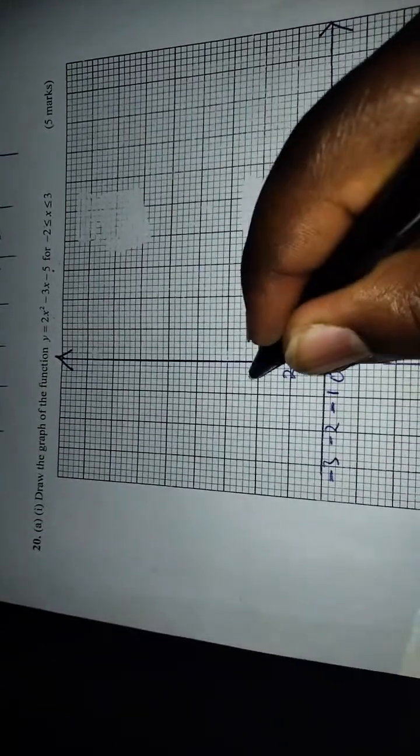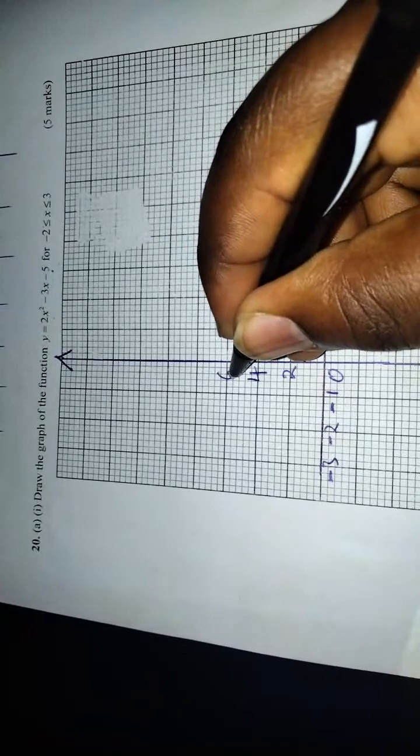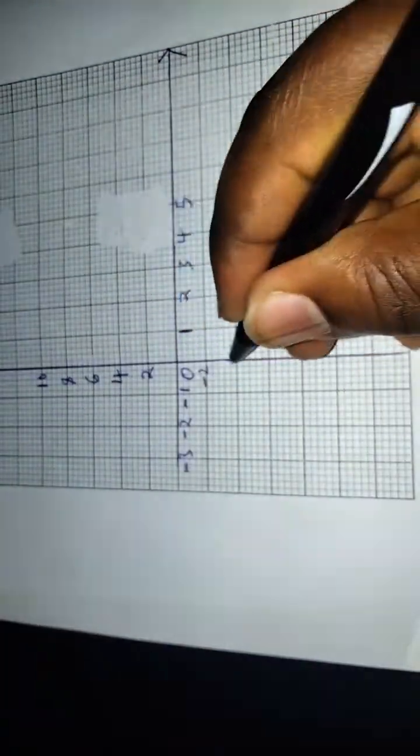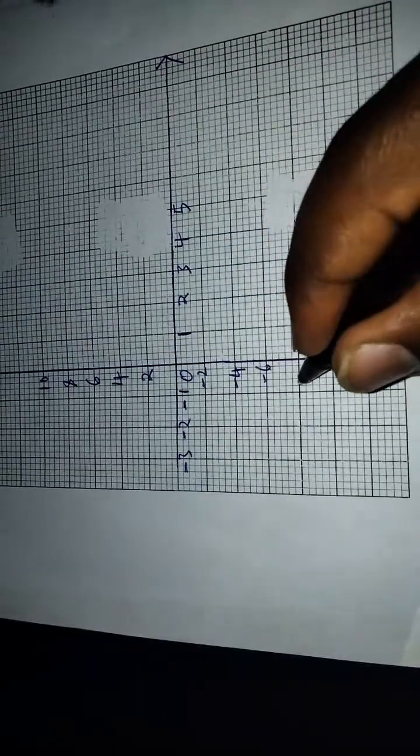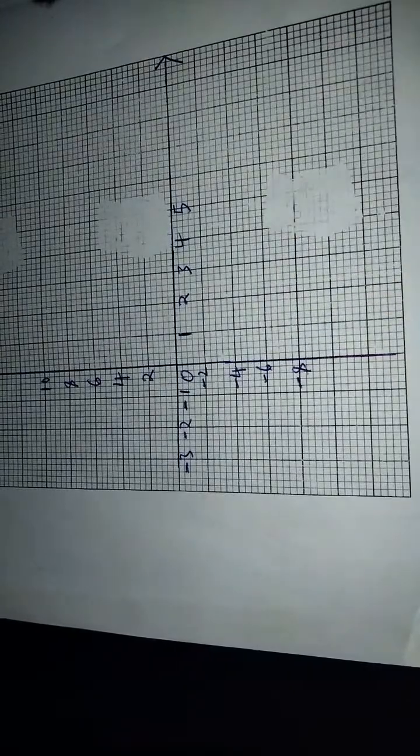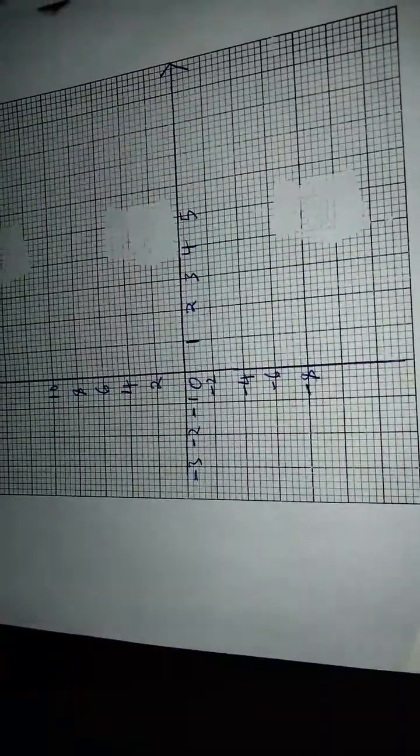That means we will need 15 squares, and that might be challenging, so I'll use intervals of 2 instead of 1. So I'm going to have 2, 4, 6, 8, 10 for the positive side. On the lower side, -2, -4, -6, -8. Those are enough. So we can now start plotting.